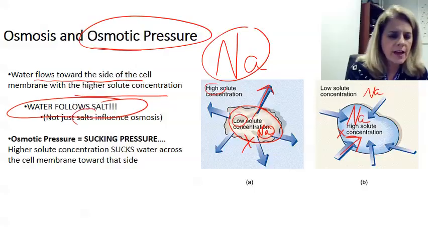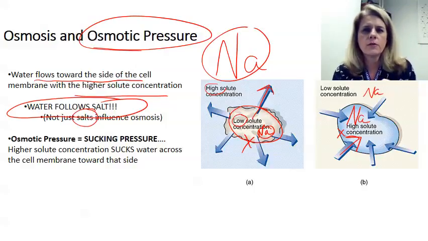Salts are not the only thing that influence osmosis. Other things do play a role, but you can always say water follows sodium. We're going to use that same analogy many times when we talk about the movement of water between compartments in the body. We're going to say, okay, where do you have the most sodium?